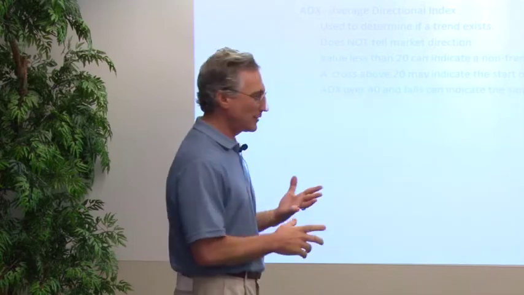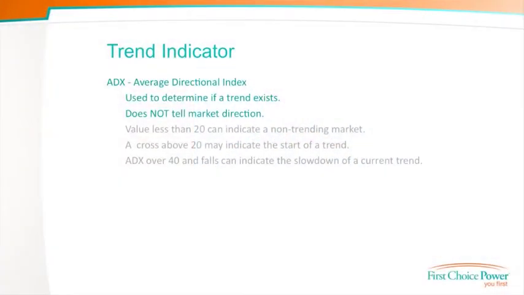How do you use it? If the ADX crosses above 20, there's a probability, some chance, that the market is about to form a trend, that it's starting to trend. If it crosses below 40, the trend's probably coming to an end.